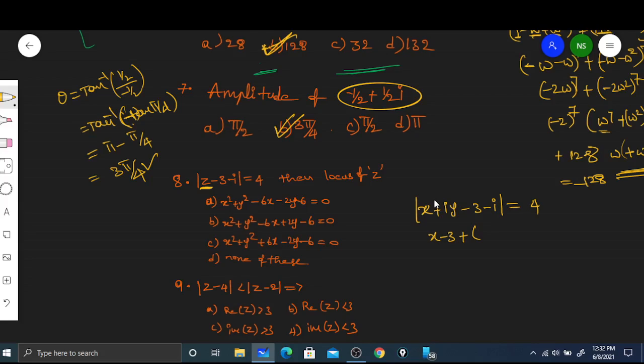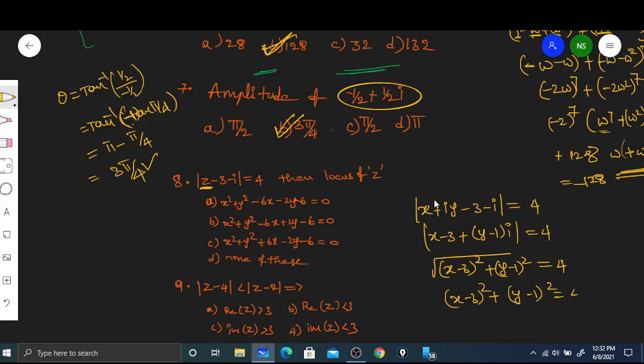here we can take out i, so we will be left with y minus 1 inside the modulus. Then we find x minus 3 whole square plus y minus 1 whole square under the square root, which equals 4. Squaring on both sides we get x minus 3 whole square plus y minus 1 whole square equals 4. If we simplify this, we will get the final answer.